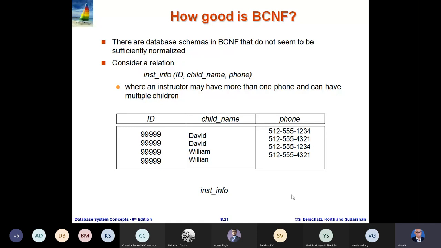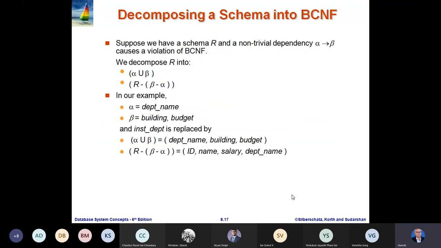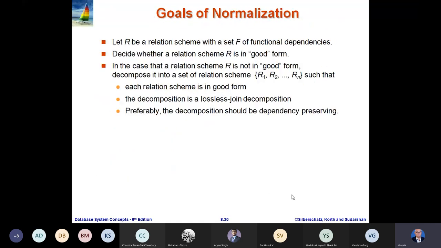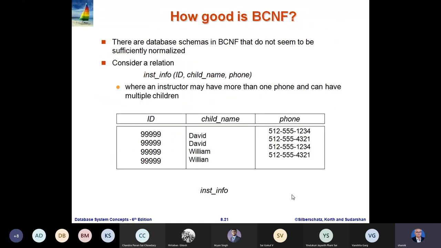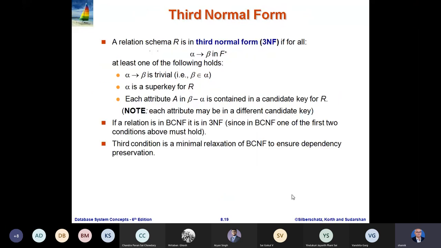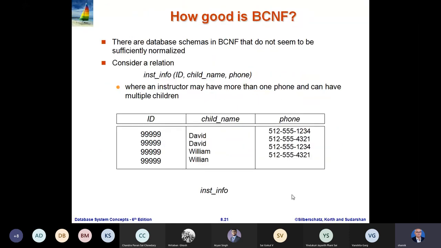It means alpha functionally determines beta, where beta is equal to alpha, which satisfies that beta is a subset of alpha, including improper subset. Like the first bullet, beta is a subset of alpha. So in this example, the only FD that we have is a trivial functional dependency. So there are no non-trivial functional dependencies, and as per our definition of BCNF, because this alpha to beta is trivial, this schema is actually in BCNF form.